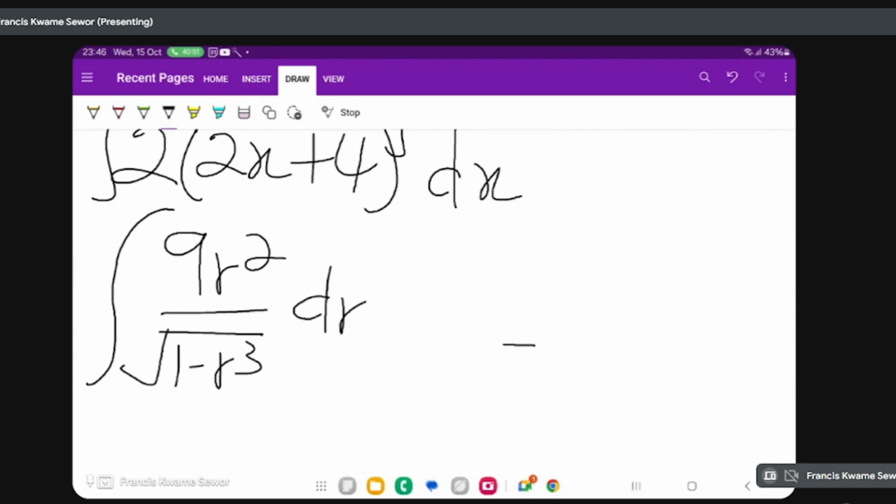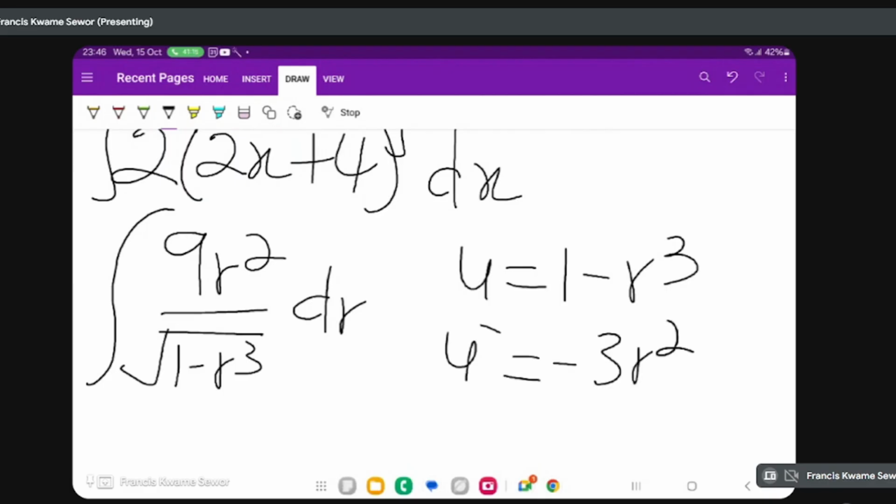Okay. So I think substitution will work. Why? Because if you let u equals 1 minus r to the power 3 and differentiate, you get negative 3 r to the power 2. So if you do the dx and put that there, it can cancel out the 9 r to the power 2. Yeah, correct.